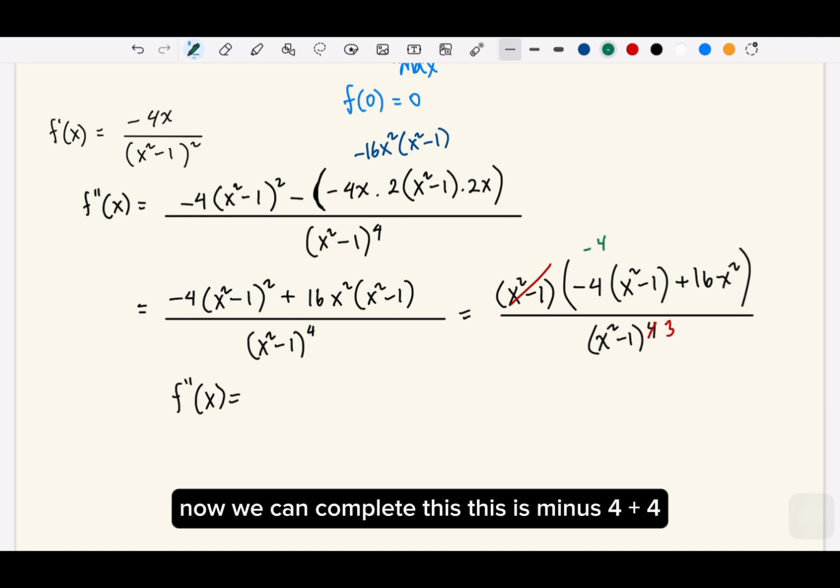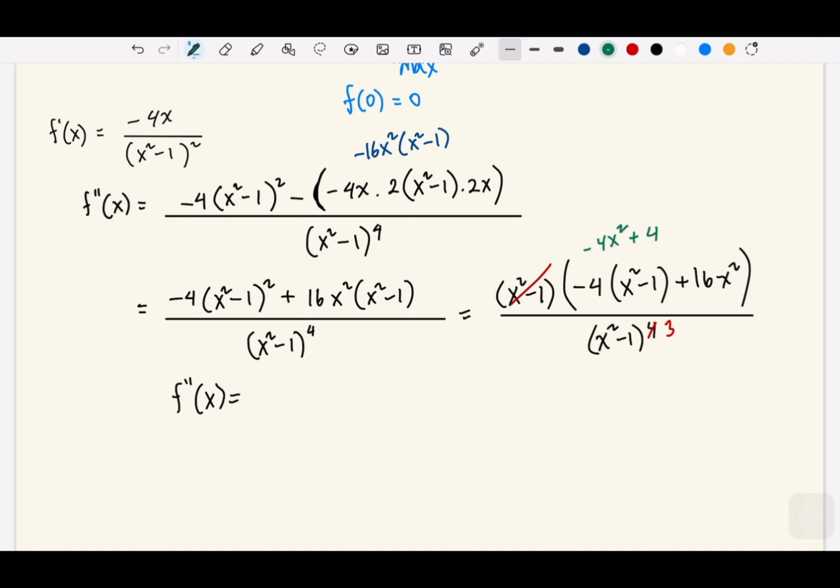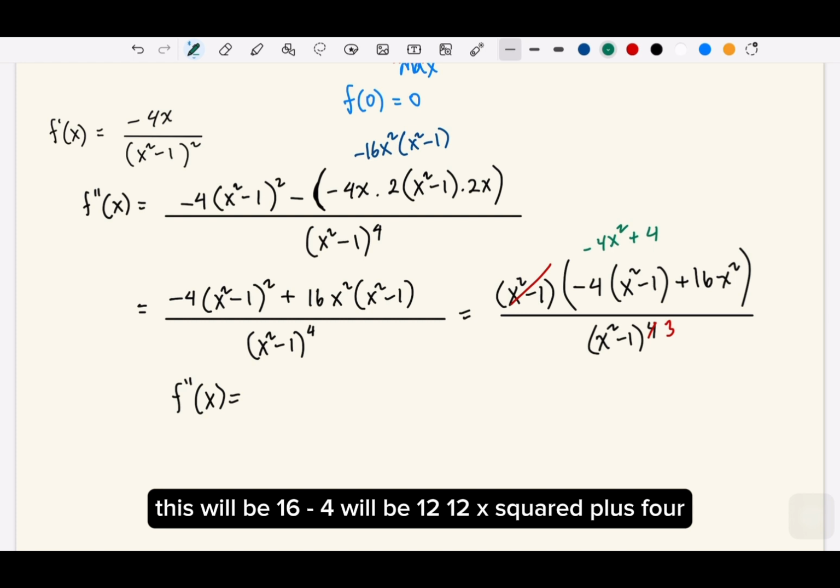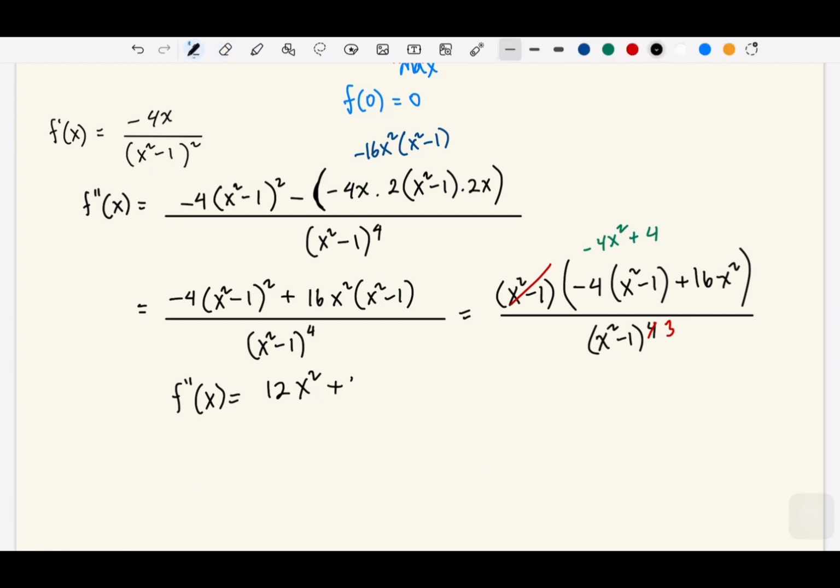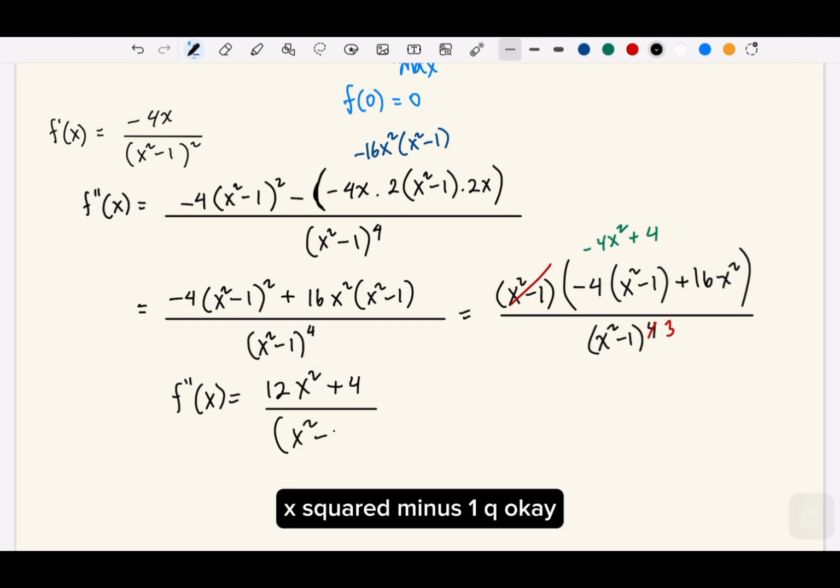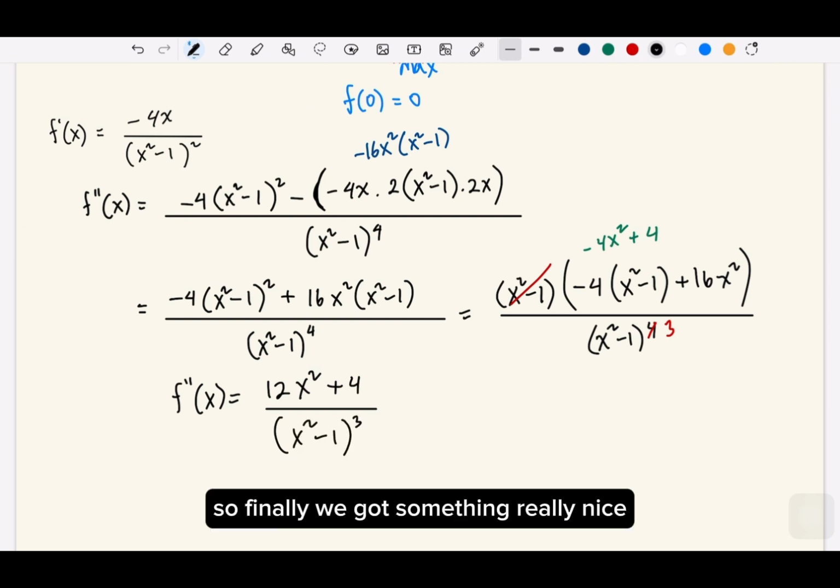So our final second derivative is, now we can compute this. This is minus 4 plus 4... this will be 16 minus 4 will be 12. 12x squared plus 4 divided by x squared minus 1 cubed. Okay? So finally, we got something really nice here. From something really like hell, and then we get something nice.